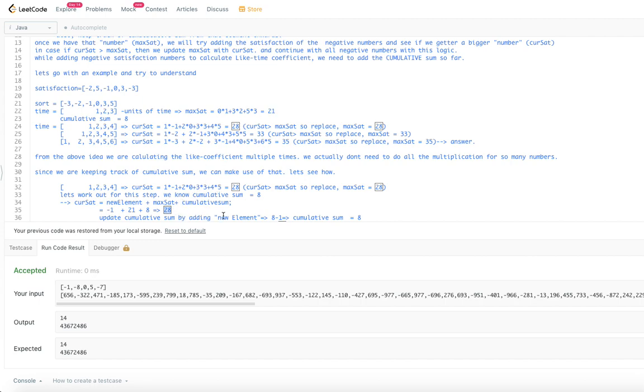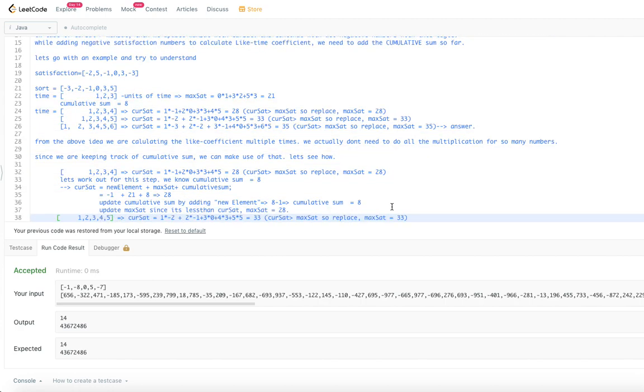21 by 28, right? And also now previously the cumulative sum was 0 plus 3 plus 5. Now we are adding minus 1 also to it. So now the cumulative sum will be 7, right? 8 minus 1, it will be 7. Update the max sat, right? It was 21, now it is 28, update it. So moving on. So this is the 4 dishes case.